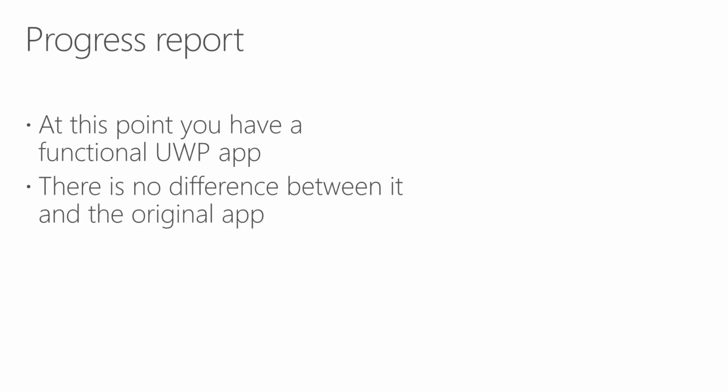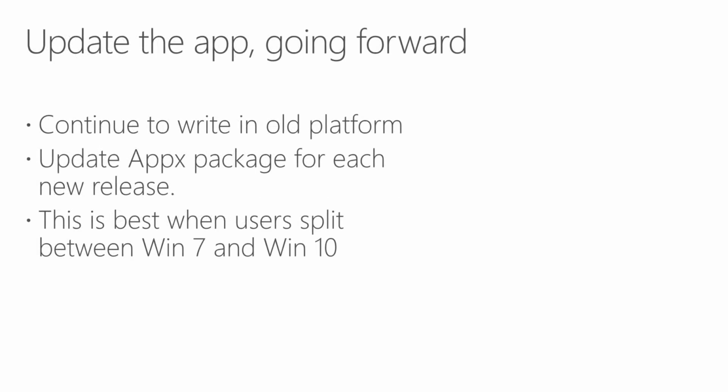at this point, you have a functional UWP application. There's no difference between it and the original application, except that it's deployed via the store and it is installed via the store and uninstalled through the normal app uninstall procedures. Now, what do we do if we update that application? Let's say that I decide to take Shazam and make some changes to it, add a new feature, add a new shader, something like that.